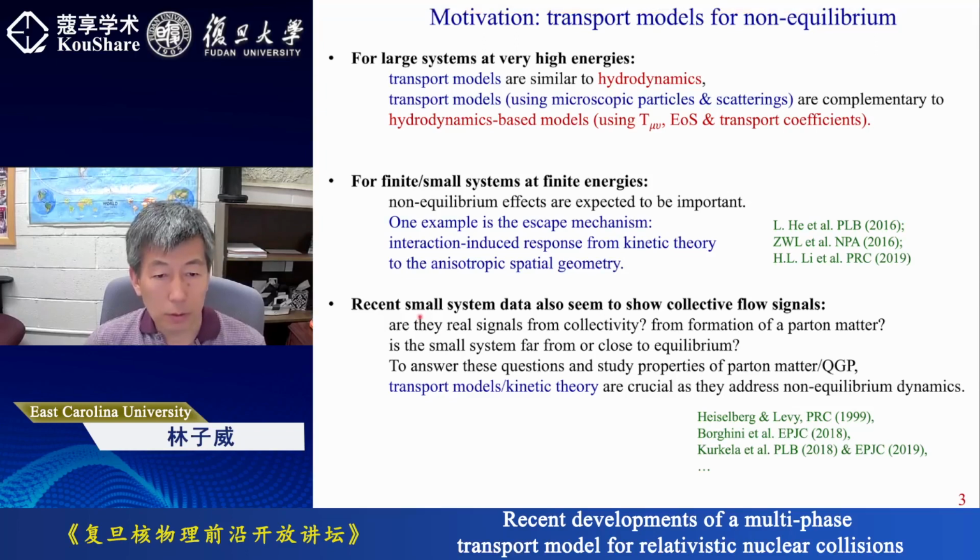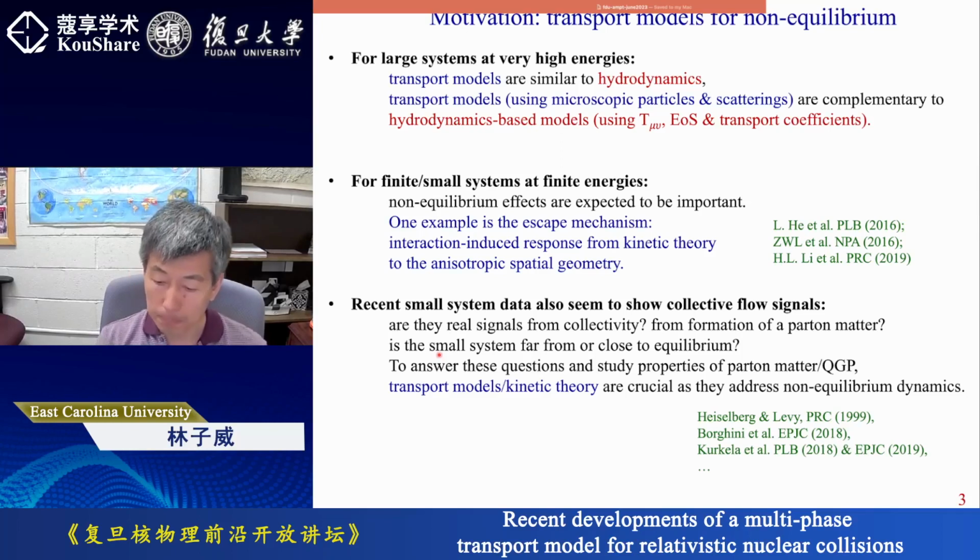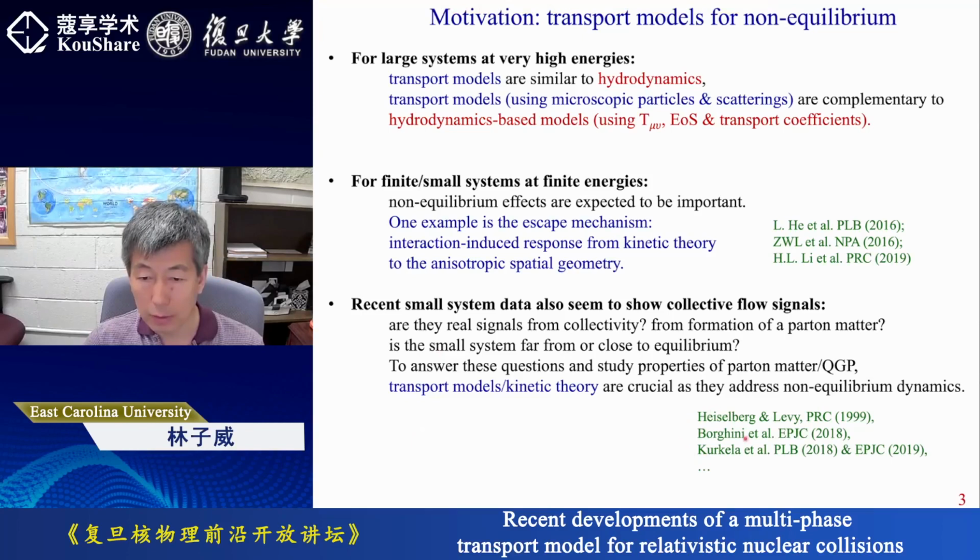And recently, we know that small system data, especially from the LHC, seem to suggest the observation of collective flow signals, similar to those in large systems. There are many questions about them. For example, are they real signals from collectivity? Does it mean a formation of parton matter, or even a quark-gluon plasma? Is the small system far from equilibrium or close to equilibrium? To answer these questions and study the properties of parton matter or QGP, transport models and kinetic theory are crucial because they can address non-equilibrium dynamics. So here I have a few references for kinetic theory studies.